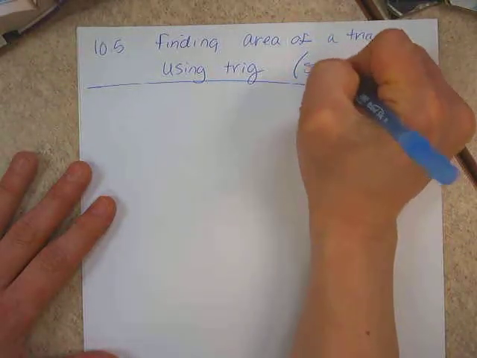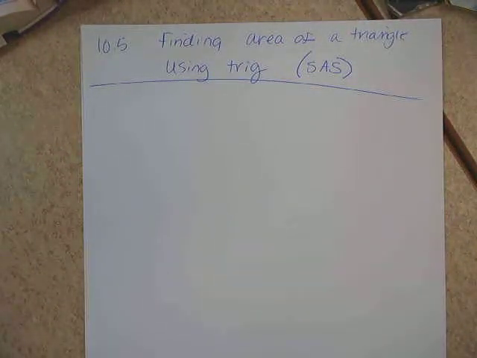And you might want to put in here what you're looking for. In order to do this, you need two sides and the angle in between. If you don't have that set up, you're going to have to figure something else out. So two sides and the angle in between.